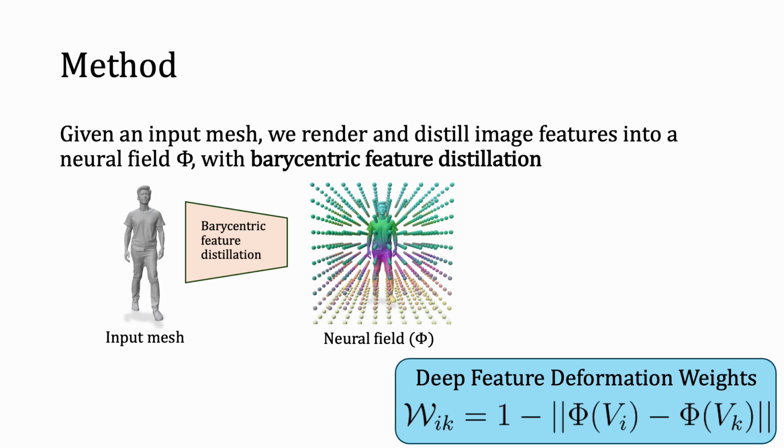So given the optimized neural field phi, we can then define our deep feature deformation weights with the following formula, which is simply the L2 distance between the features queried at vertex i and handle k. Note that in order to avoid negative weights, we unit normalize all features before distilling them into the neural field.